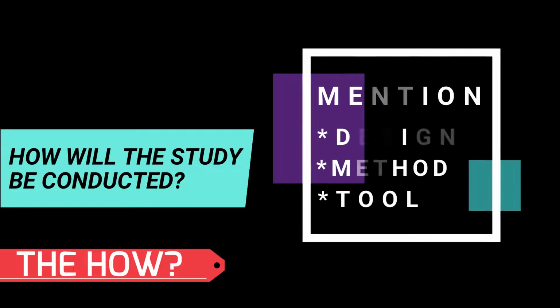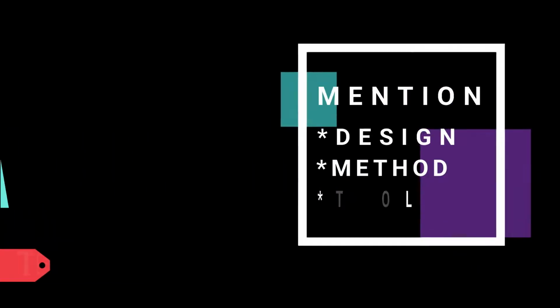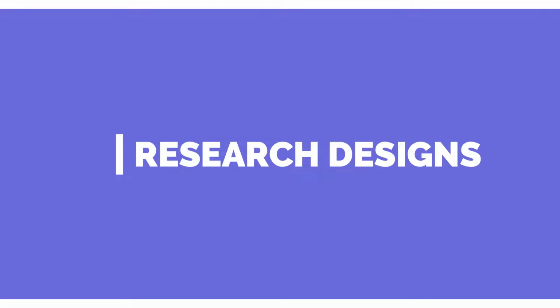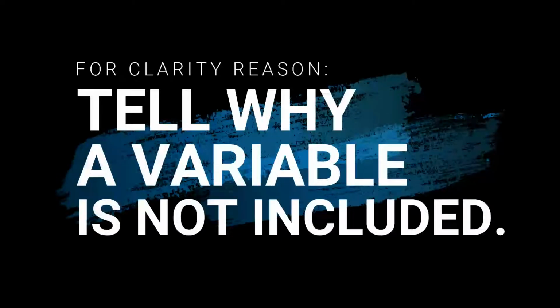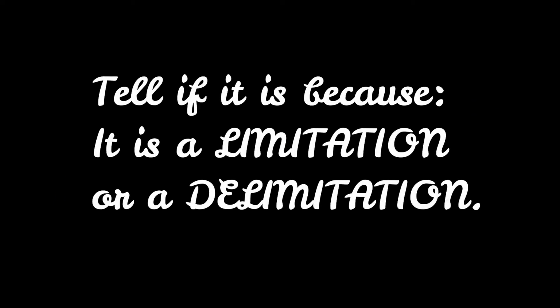The last one is the how: how the research is to be conducted, including a description of the research design, the methodology, the research tools, and analysis techniques. So, when we talk about the research design, it states whether it is experimental research, qualitative research, or a case study. To make things as clear as possible, you should also state why specific variables were omitted from the research scope and whether this was because it was a delimitation or a limitation. Now let's deal with the difference between delimitations and limitations.